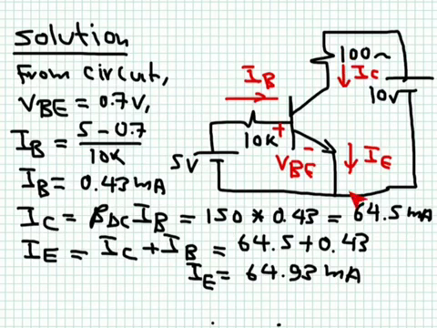Remember that I emitter is equal to I collector plus I base. I can get the I emitter as well. Now we have to verify that indeed we are in the forward active region. The collector emitter voltage must be at least 0.7 for the collector to have higher than or equal voltage to the base. Otherwise, this assumption that I collector is equal to beta I base is not valid.